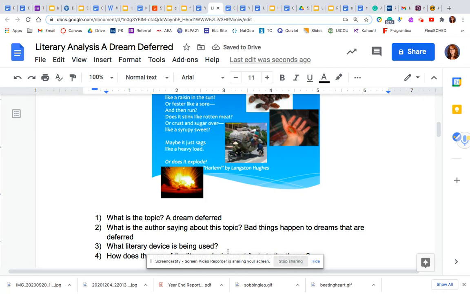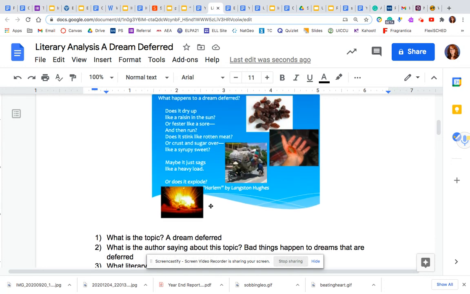Now we need to figure out what literary device is being used. So, when the poem says, dry up like a raisin in the sun, fester like a sore, stink like rotten meat, crust and sugar over, syrupy sweet, these are descriptions of things that you can see and feel and taste.